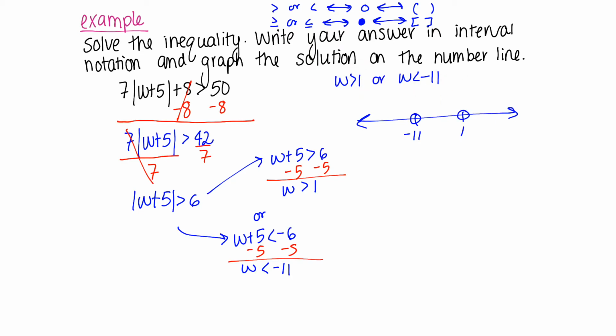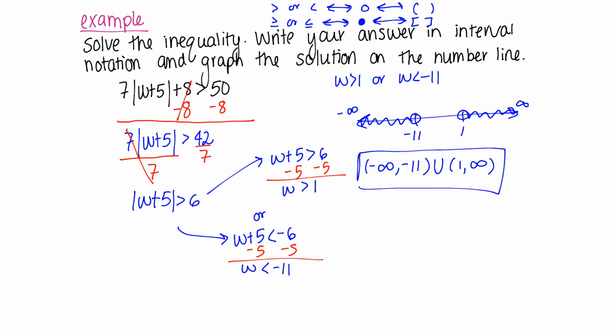If you split, that means that you will be shading the tails. You'll be shading two different pieces. This is the W less than negative 11 part, and this is the W greater than 1 part. You'll be shading those parts. Down here, negative infinity. Up here, positive infinity. So the interval notation is negative infinity to negative 11, parenthesis. Then there's a blank spot, so we'll put a union symbol, and 1 to infinity. And that is the interval notation answer for this problem.